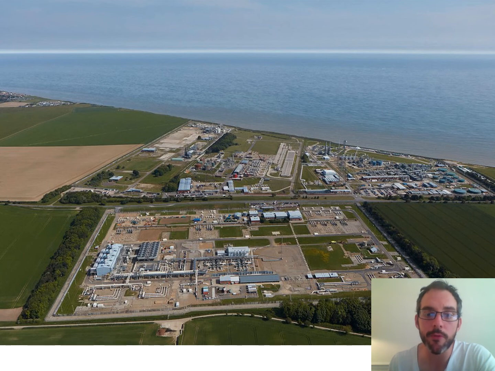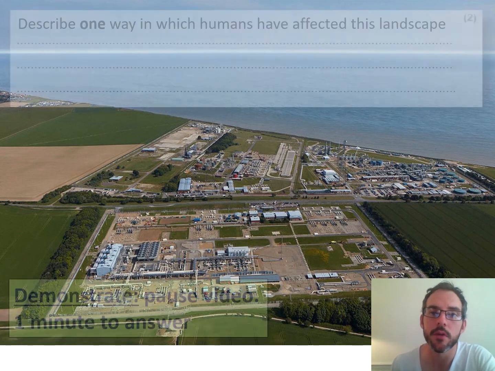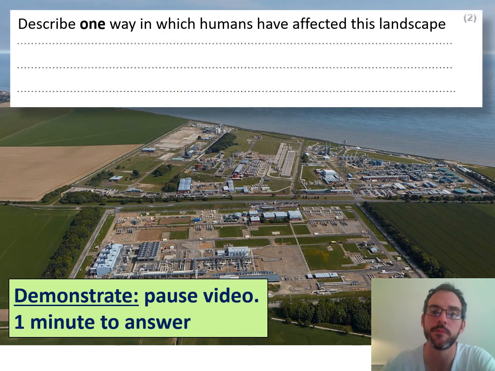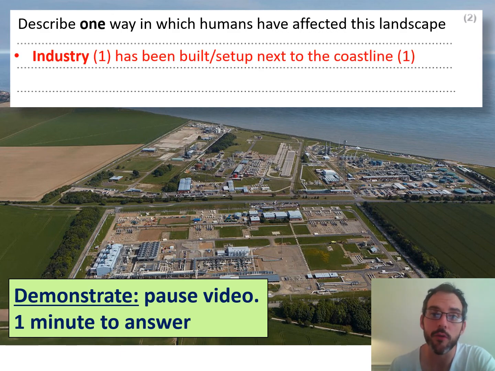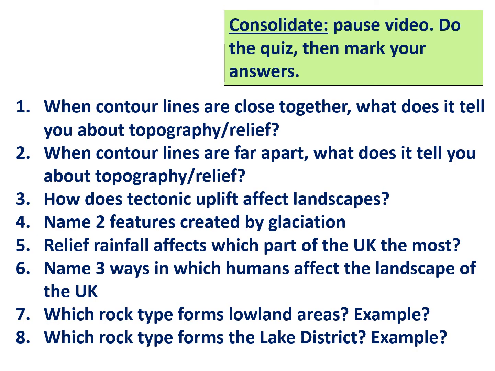And number 4, ask yourself, how have humans affected this landscape? And your question. So the answer, industry or factories have been set up, built next to the coastline. Please make sure that you green pen your answers from the last 4 questions. Give yourselves a mark out of 8 and just go back through and add anything that you missed.